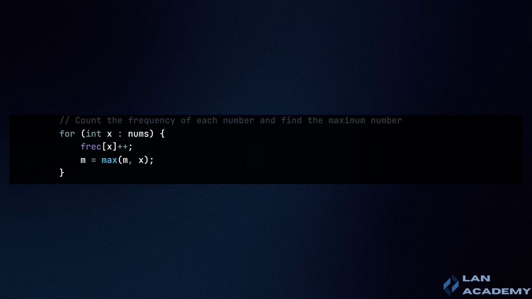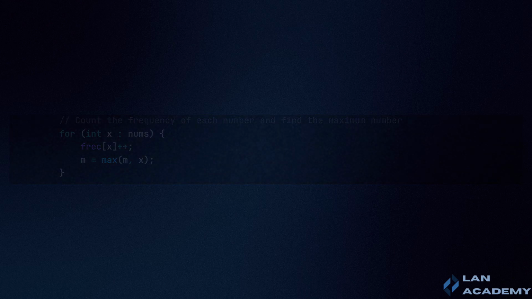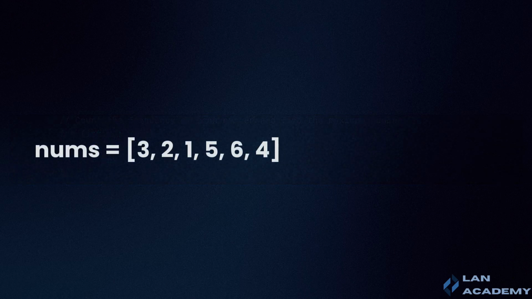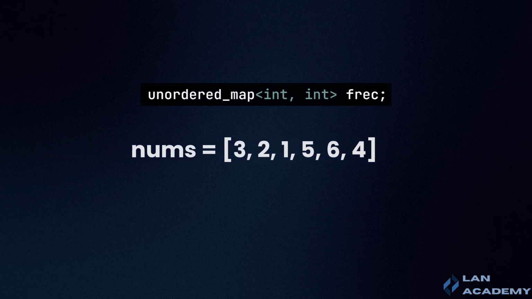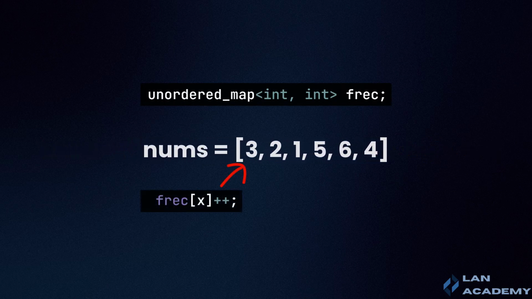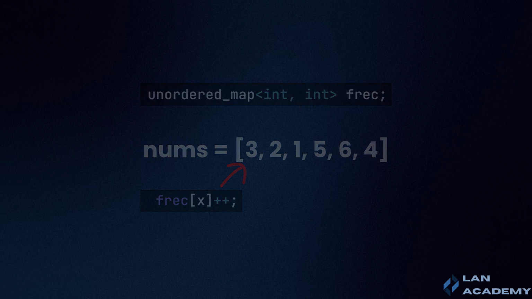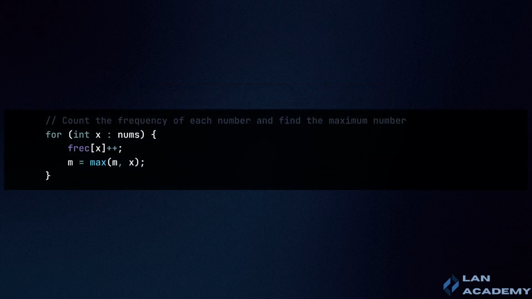For each element x in nums, the position frec[x] is incremented by 1 for each occurrence of x in the array. For nums equals 3, 2, 1, 5, 6, 4, the frec array starts empty and is updated as follows. Initially it has 0 for all positions, then for each number in nums we increment the count at that position in frec. In parallel, during the same iteration, we also determine the maximum value in the array.